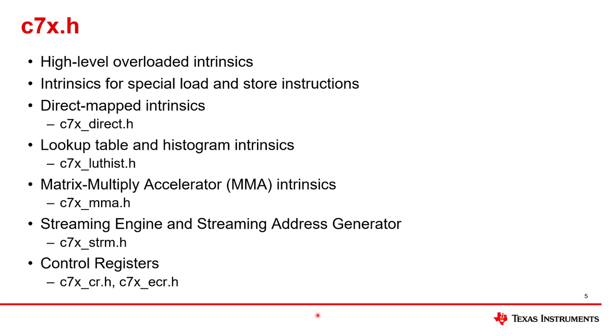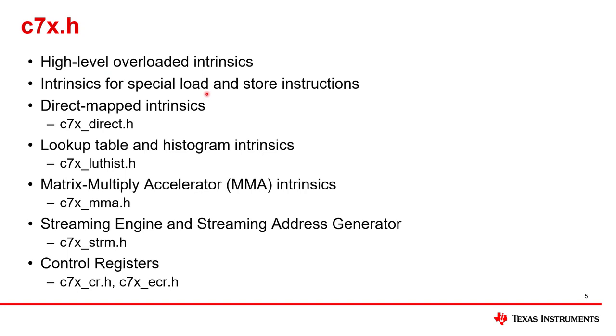Next, I review what appears in the header file c7x.h. Several intrinsics and types appear here. These first two are directly in c7x.h. For the rest of them, I show the header file that contains those intrinsics or types. But remember that even though you see these header file names here, the header file you include in your source code is c7x.h. So the first one's high-level overloaded intrinsics. These are for operations for which multiple scalar and vector types apply. And I will give some more details about that.